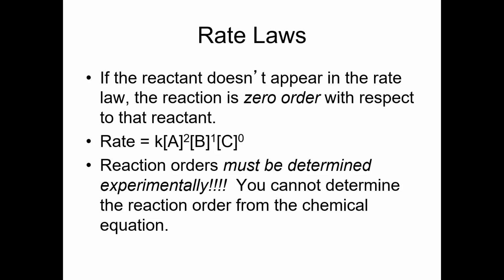And so the order with respect to A is 2, the order with respect to B is 1, and the order with respect to C is 0. Normally, if the order is 0, we don't put it in the rate law, because any number raised to the 0 power is 1, so we just wouldn't write that. That just means that the rate does not depend on that reactant.